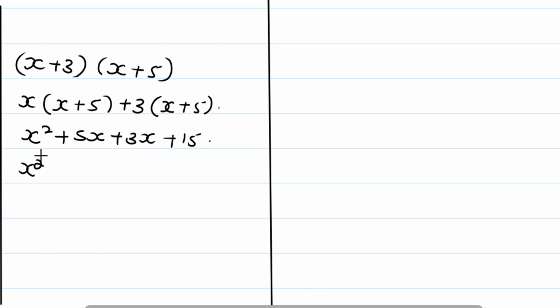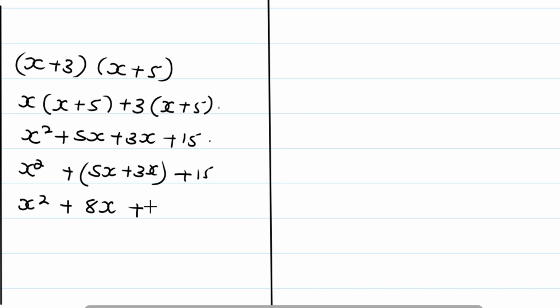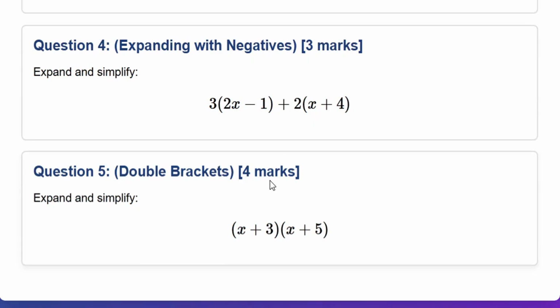Then from there, I can group the like terms together, and in this case we have the x squared, which is just alone. We don't have another x squared, but we do have 5x here, then plus this 3x here. So we can group this together, and we have a 15, which doesn't have an x, so it can remain like that. Then from there, I can add this 5x plus 3x, which is 8x. So it will be x squared plus 8x, then plus 15, and that becomes the expansion of this question here.